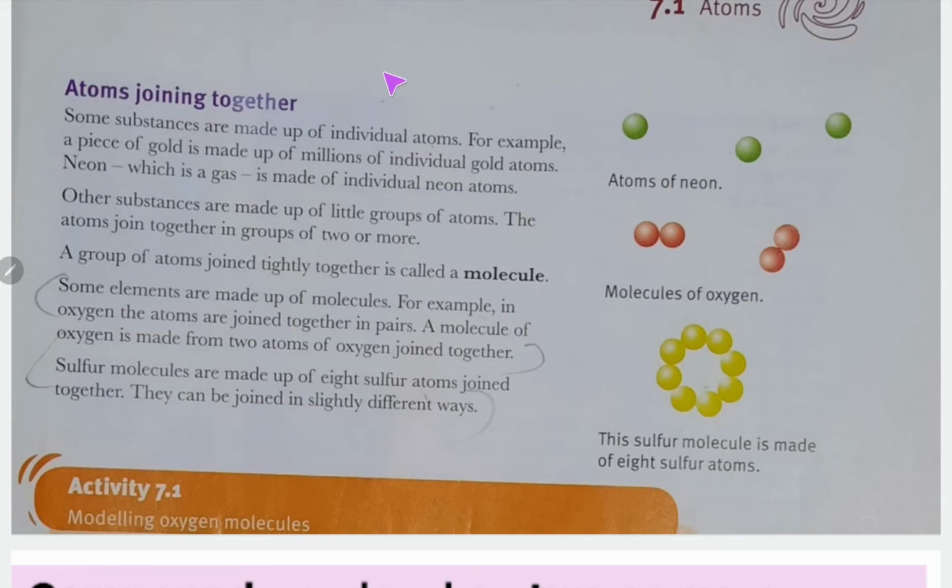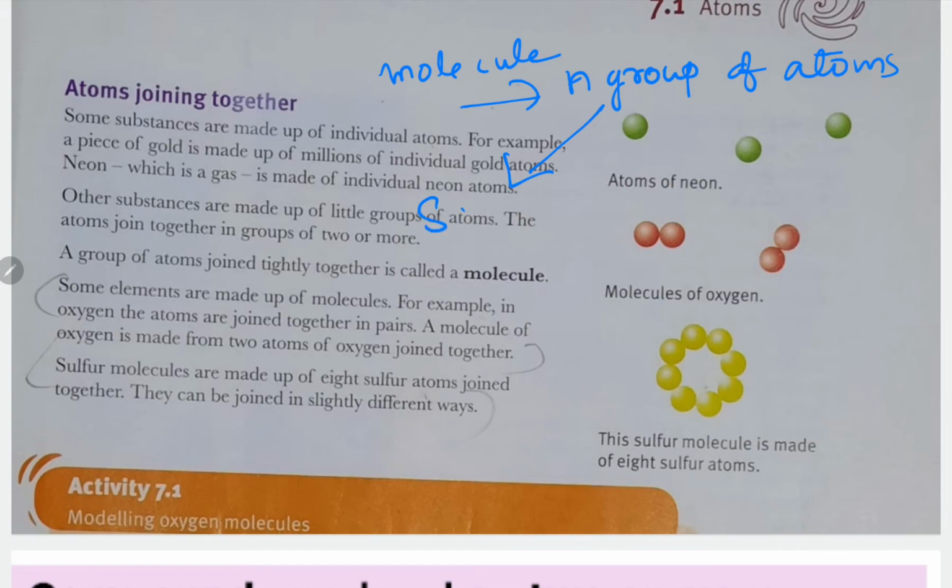What is a molecule? Molecule എന്ന് ഉദ്ദേശിക്കുന്നത് a group of atoms അല്ലേ? Group of atoms is known as molecules. This group of atoms can be same type അല്ലേ? Same type ആവാം, or it can be different type also.